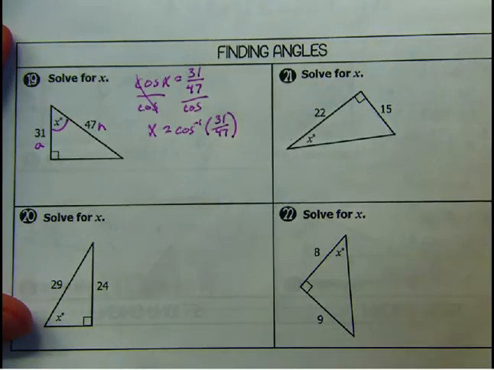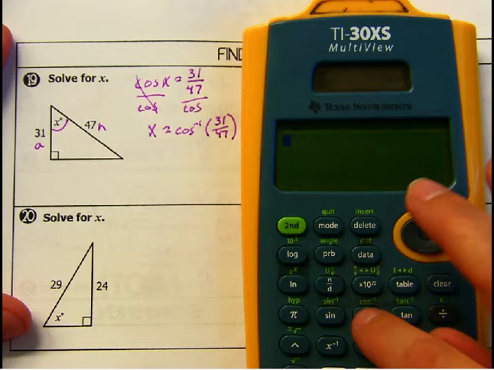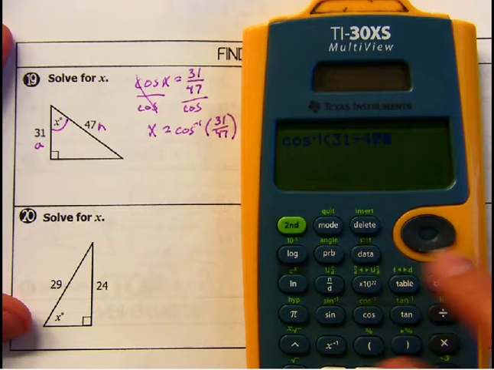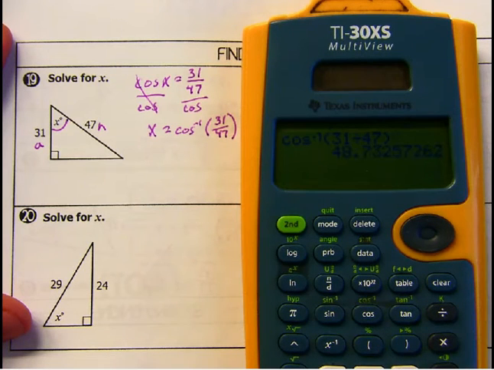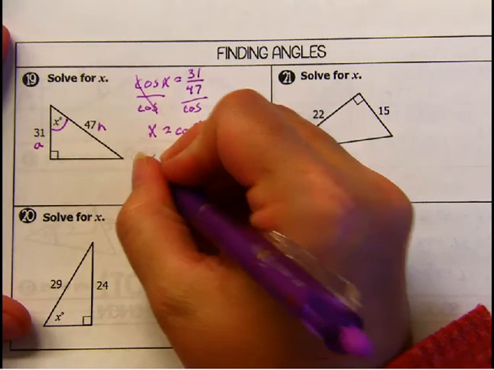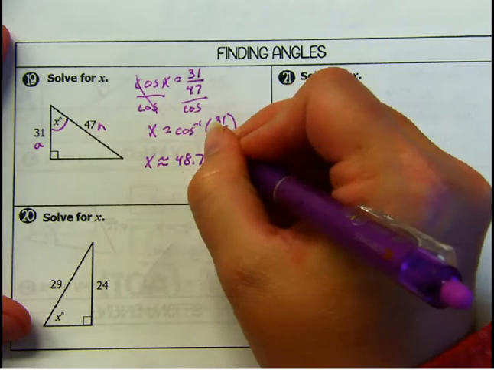Typing that into our calculator, so we've got cosine to the -1 of 31 divided by 47. To the nearest hundredth, we have 48.73 degrees. So x is approximately 48.73 degrees.